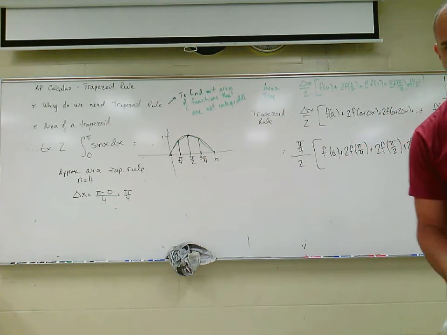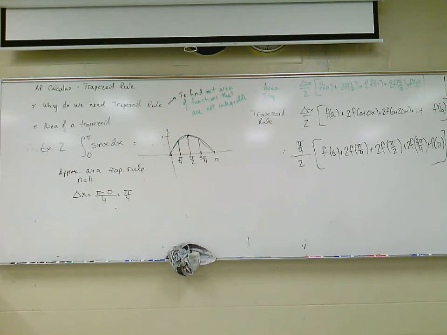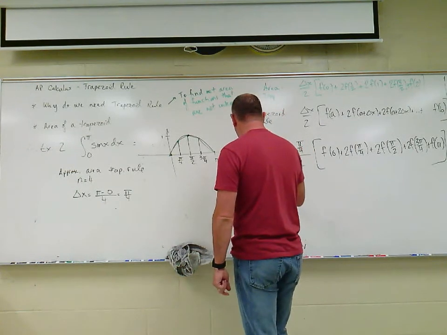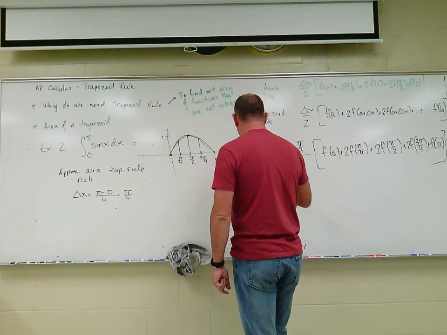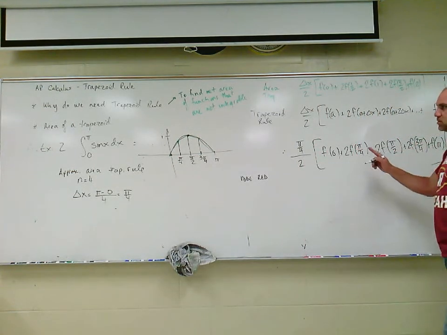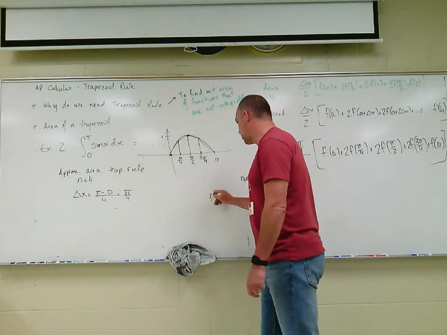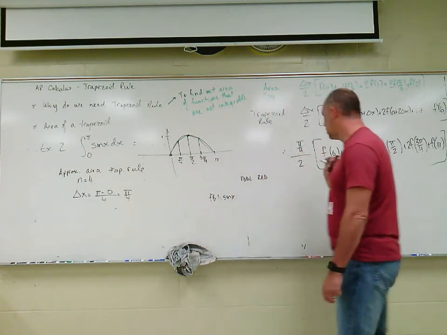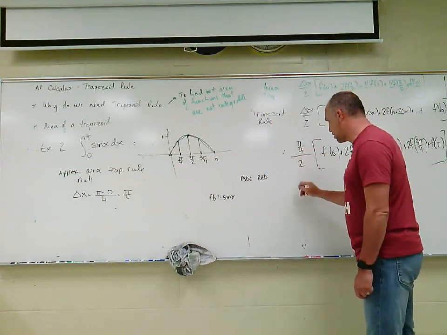Again, you can use your calculator for this. You need to make sure that you're in radian mode. So go to mode, make sure you're in radians. Since my function is sine of x, I think we can do these in our head also. So pi over 4 divided by 2, we get pi over 8.